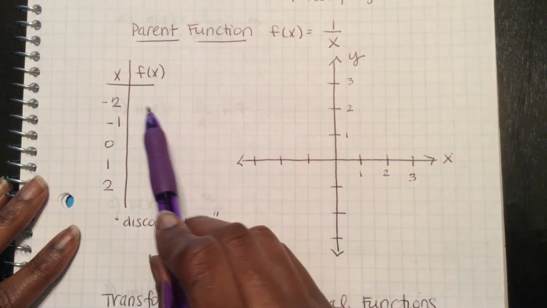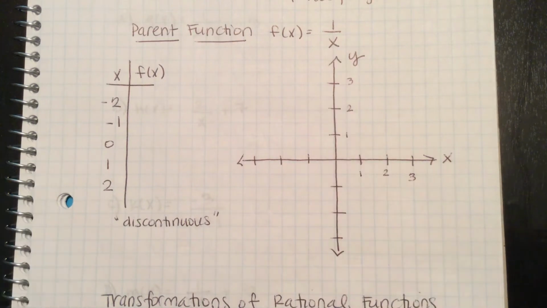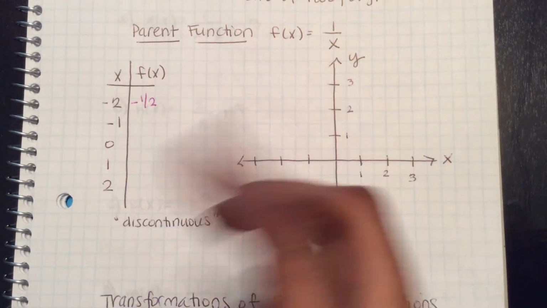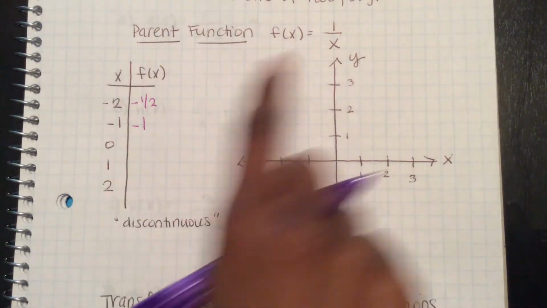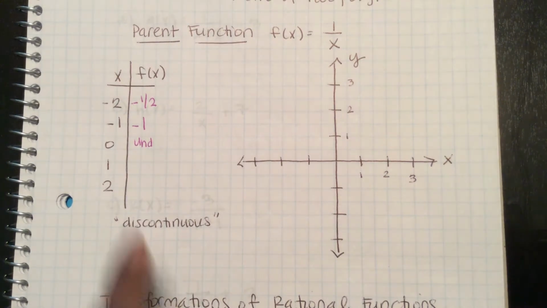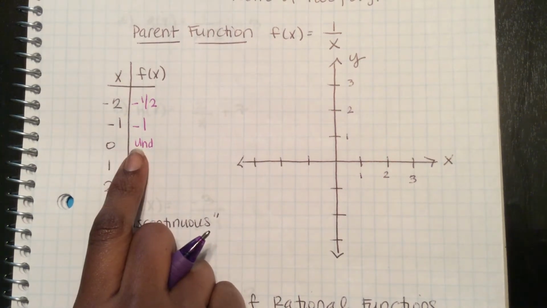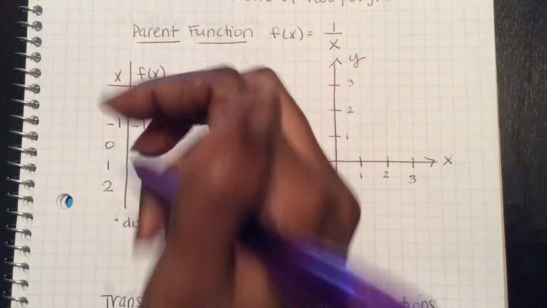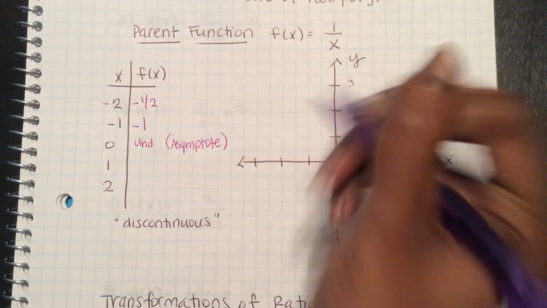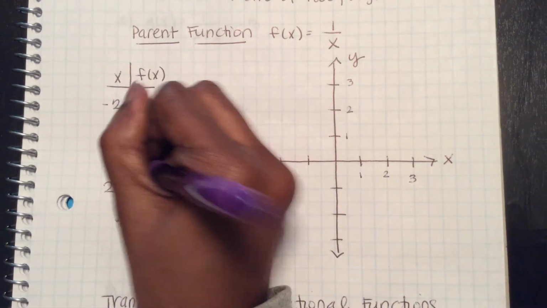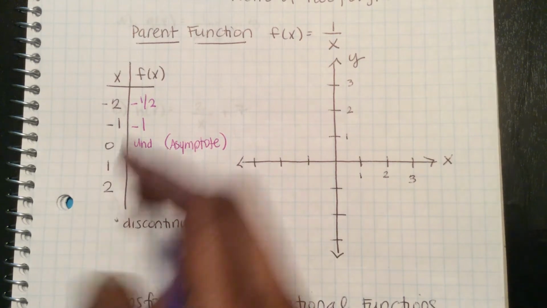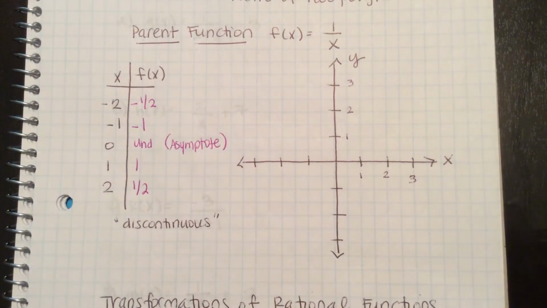So if I plug in -2, 1 divided by -2 is -1/2. 1 divided by -1 is -1. 1 divided by 0 is undefined. So therefore, there's going to be an asymptote there at x equals 0. 1 divided by 1 is 1. And 1 divided by 2 is positive 1/2.